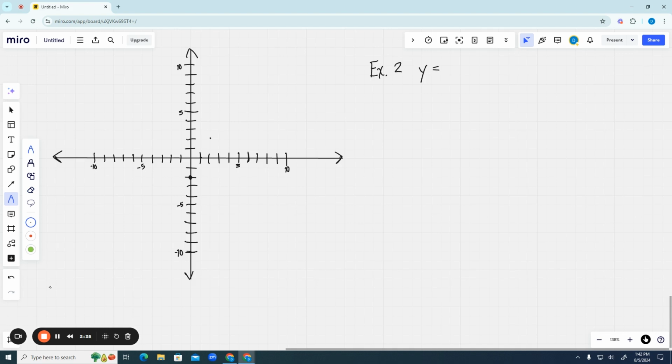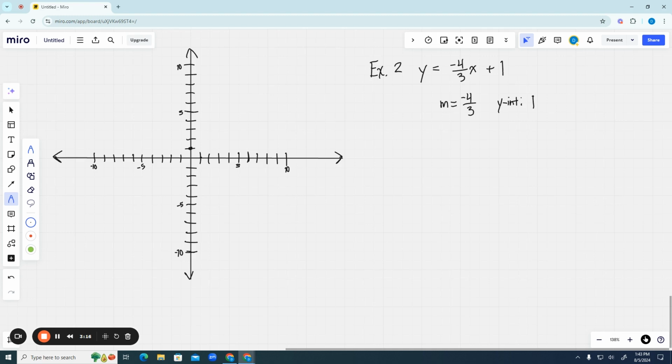And this time we'll do one with a slope that's a fraction, so we can get used to graphing those. So for this one, the slope is going to be negative 4 over 3, and the y-intercept is going to be 1. So we're going to start at 1, which is right here. And then I would like to point out that this slope is negative.